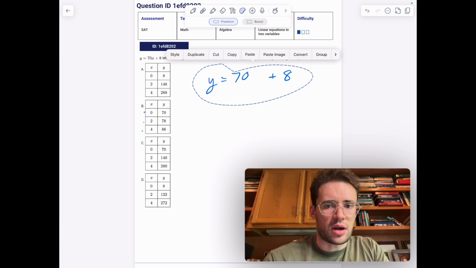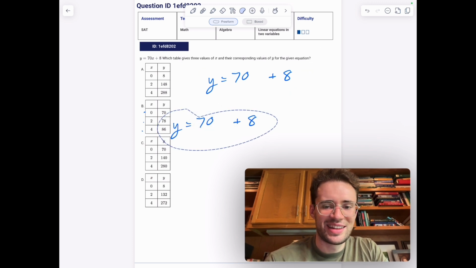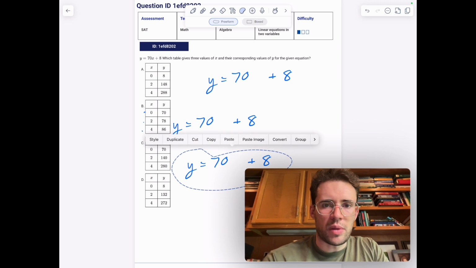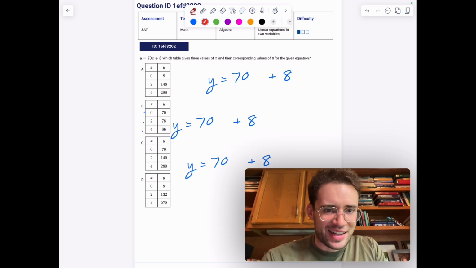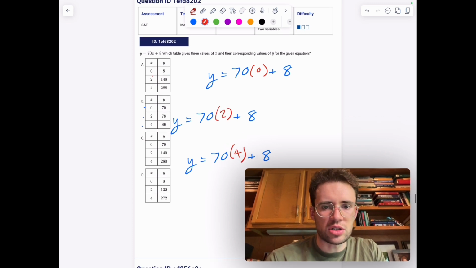So maybe the same thing where I copy this. I don't know if this counts as lazy or a smart trick. Maybe a little bit of both. But 70 times 0, 70 times 2, and 70 times 4. And we'll see what those outputs should be.